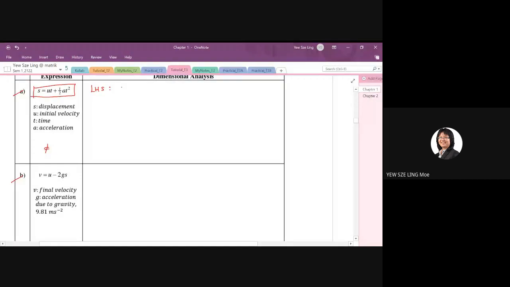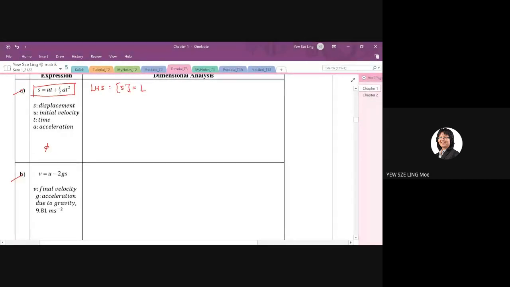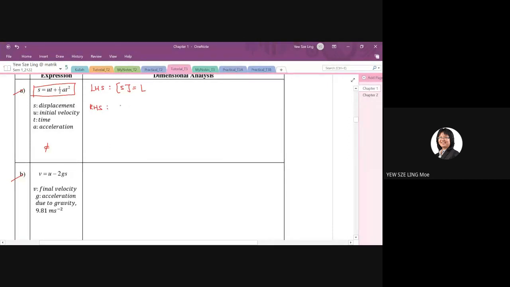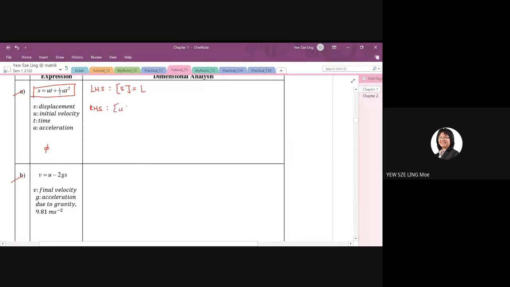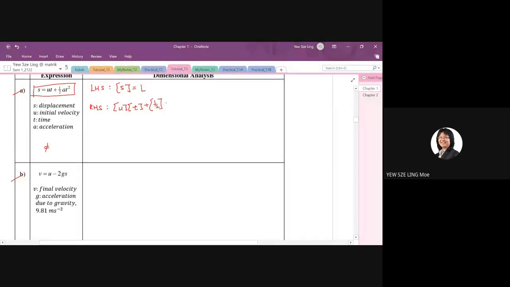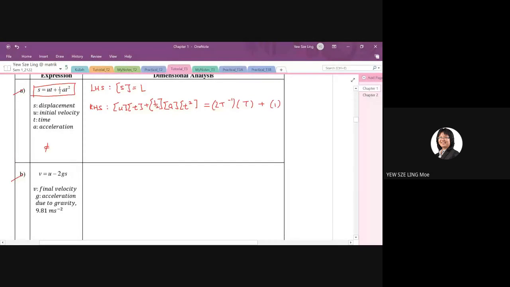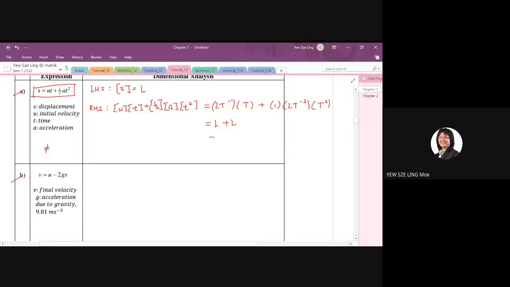Okay, so left-hand side you have S, which is equal to L. Okay, and then right-hand side you have ut plus 1 over 2 at squared. Which is then equal to LT negative 1 times T plus 1, and then LT negative 2 times T squared. So eventually you're going to get L plus L, which is equal to L.